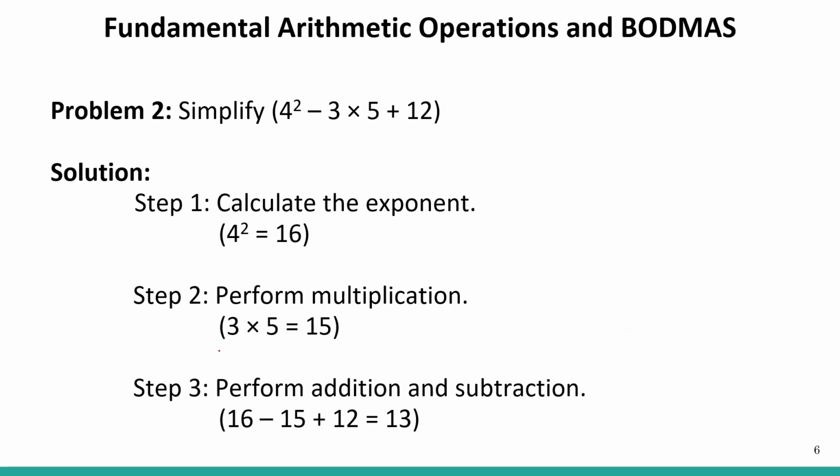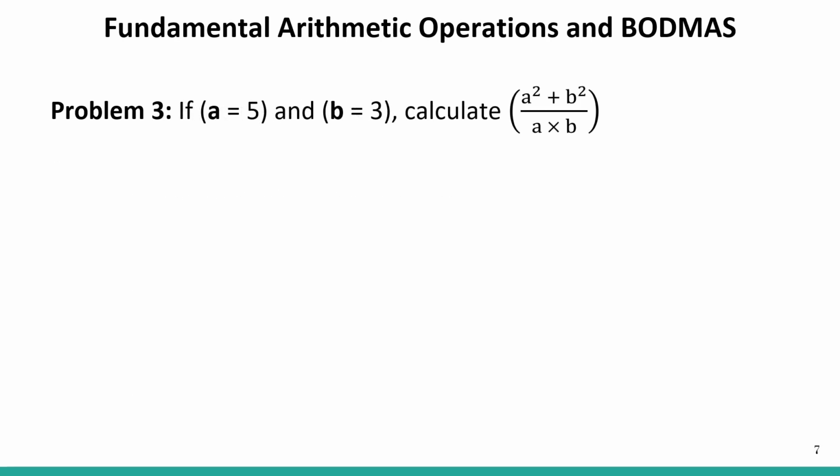The next question is: if a is equal to 5 and b is equal to 3, calculate a square plus b square by a into b. So what we have is a square plus b square, so 5 square plus 3 square, whole divided by 5 into 3. So this is what we are left with, 5 square plus 3 square divided by 5 into 3, using the BODMAS rule.